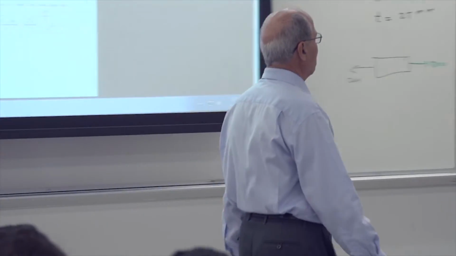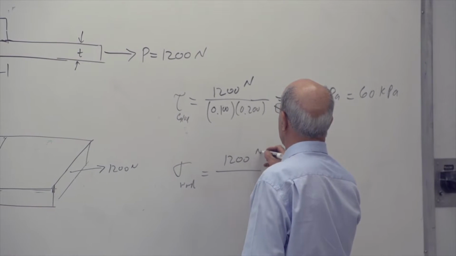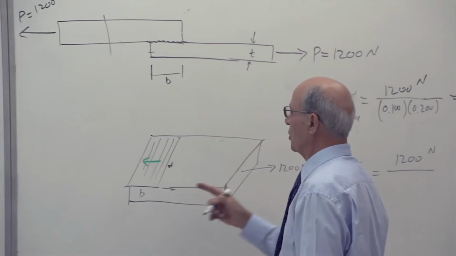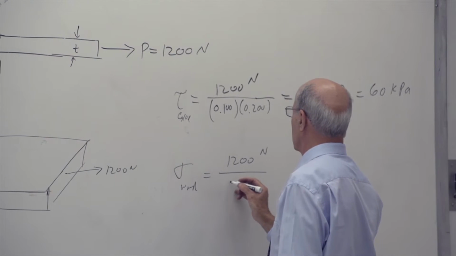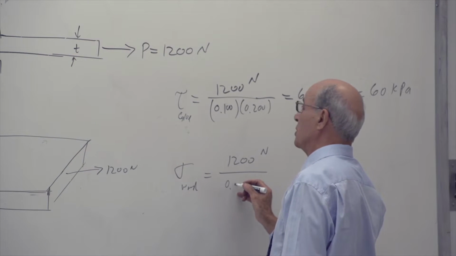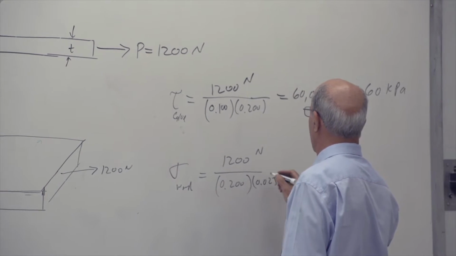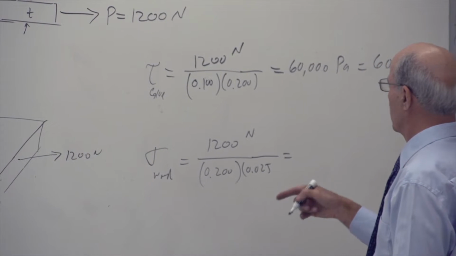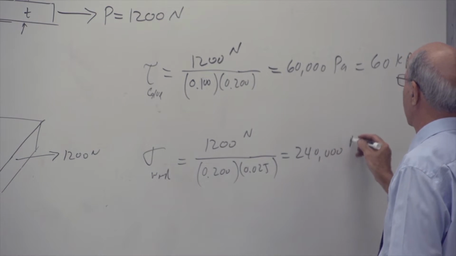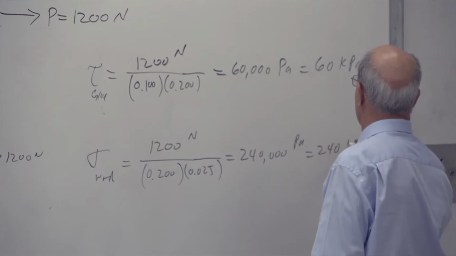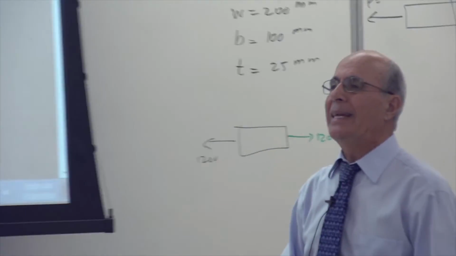Yes? So therefore sigma in the wood becomes equal to 1200 Newton divided by this area, which is the same everywhere. This section, this section, this section, this section. Actually, that equals, how much was it? The 200 was the width, times the thickness, which is 0.025. So you calculate this together. Therefore, that becomes 240,000 Pascal equal to 240 kilopascal. And it is plus because it is in the tension mode. Yes?